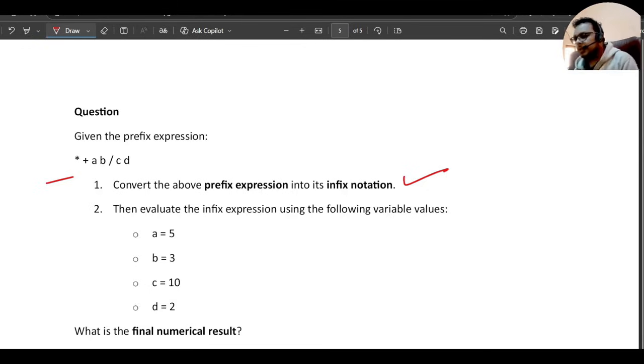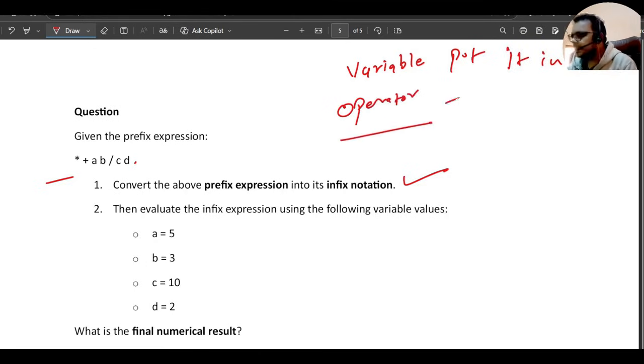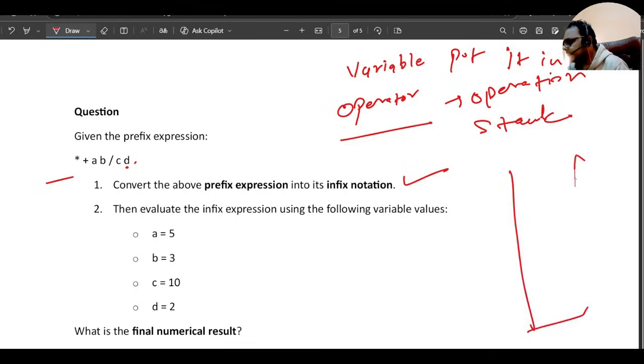So when we want to convert to infix, we always start from the right. Okay, so this is the simple formula to convert it into infix: if there is any variable, put it in a stack. If there is any operator, perform the operation, and after performing the operation, push the result again onto the stack. Okay. Suppose we start from here. So there is D. This is our stack. So we will push D here. Then there is C. So we will push C here.